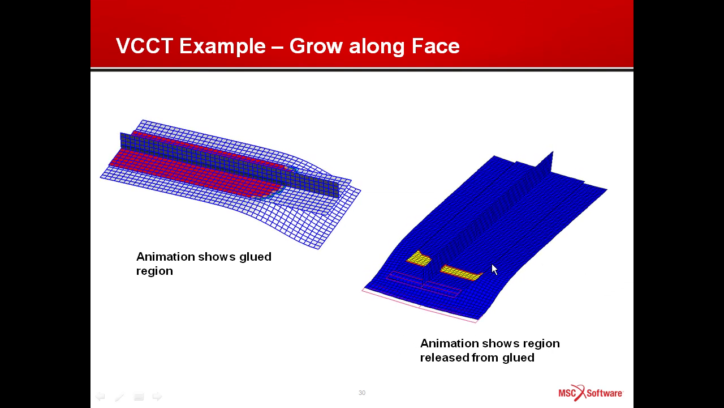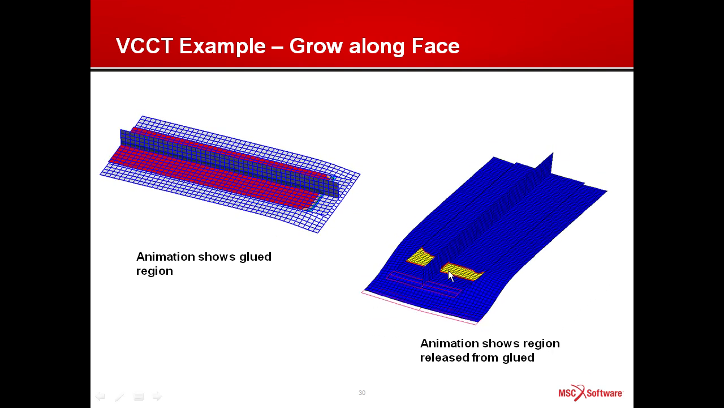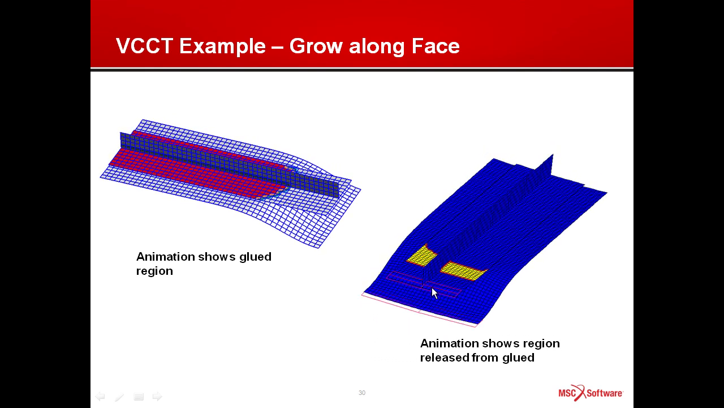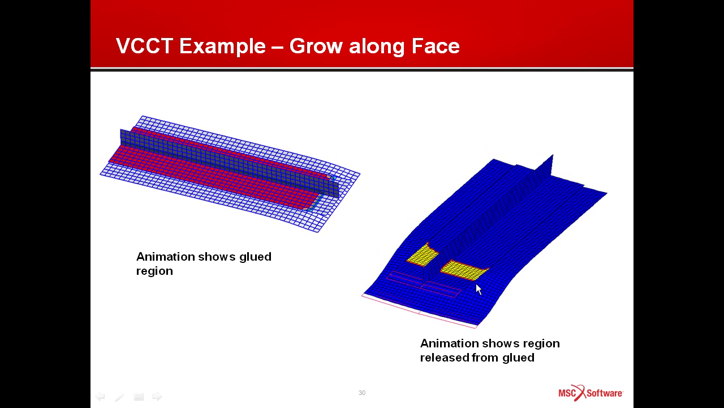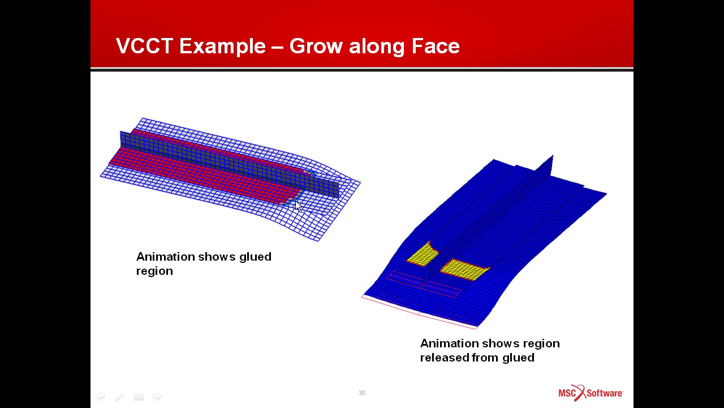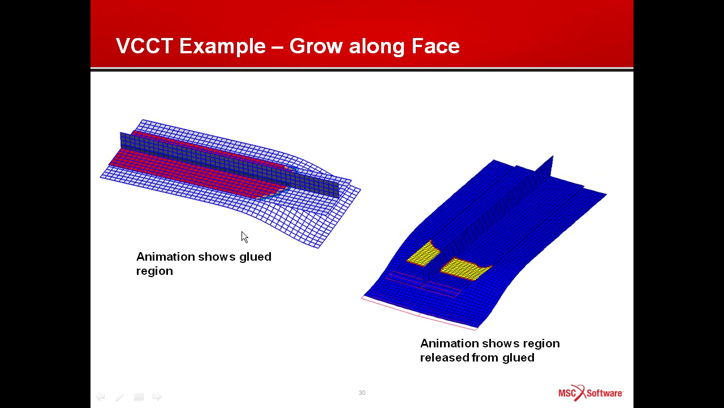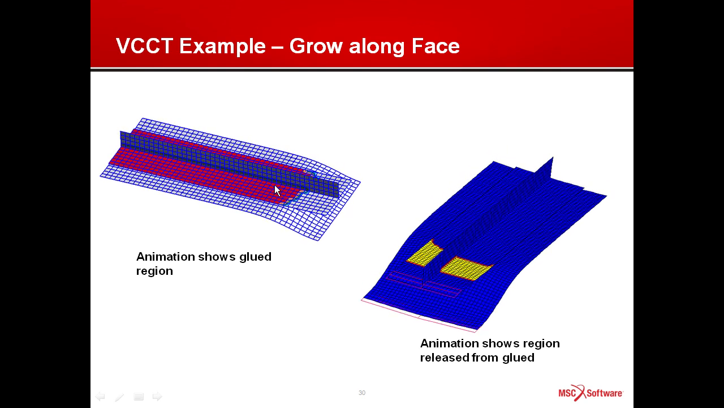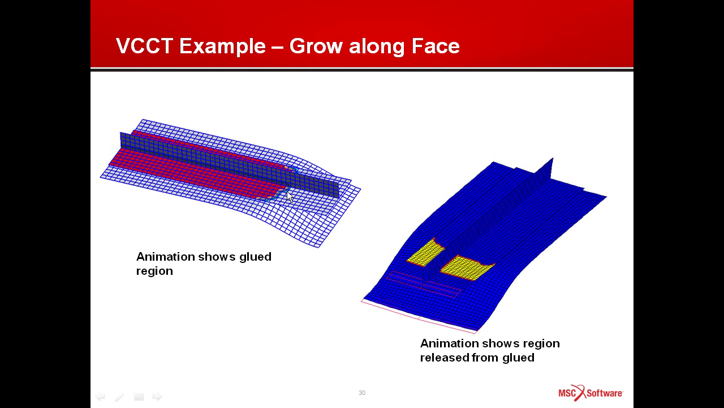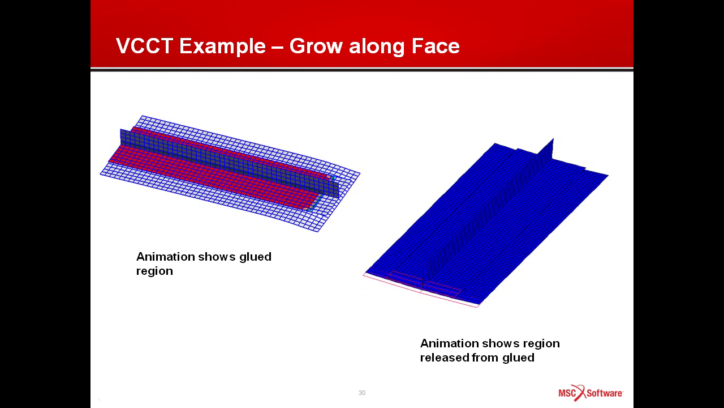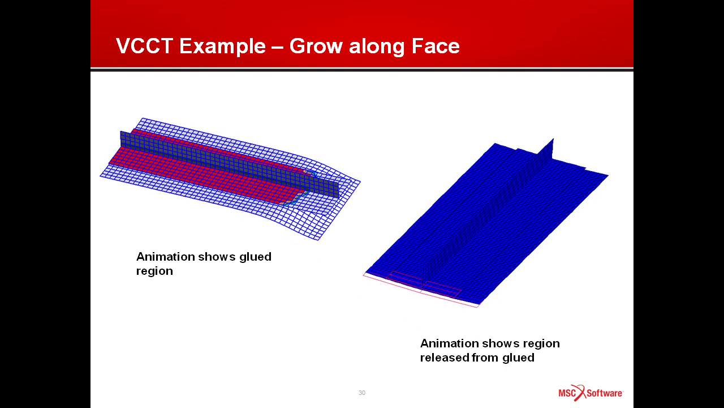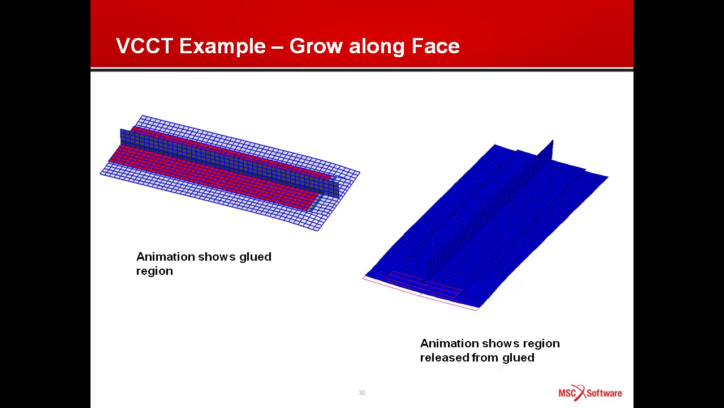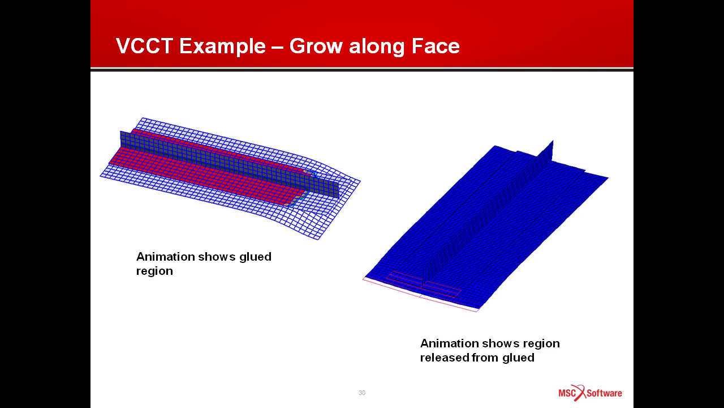On the right-hand side, you can see we're showing an animation of the region released from glue. In other words, the delaminated area. So you're watching the delamination itself growing. We can look at it differently on the left. On the left-hand side, we're showing you the glued region. So we're showing you, as the delamination propagates, what still remains as glued. Okay, so both are very useful visualization tools to help you understand the residual strength of the structure as well as how the delamination actually propagates.